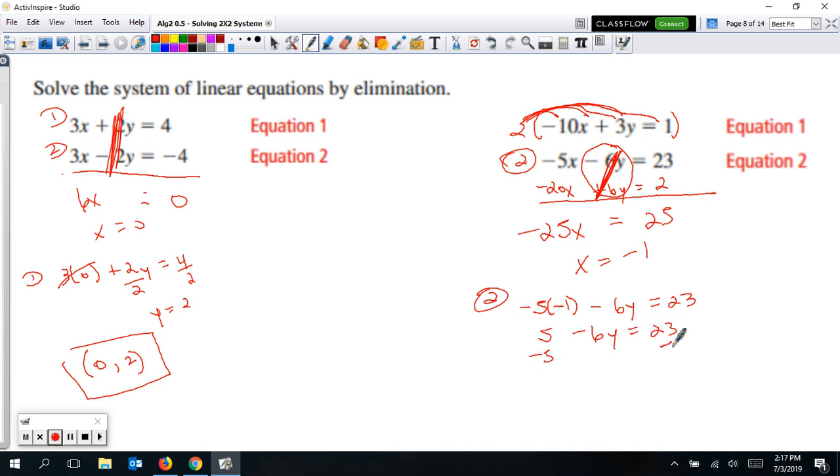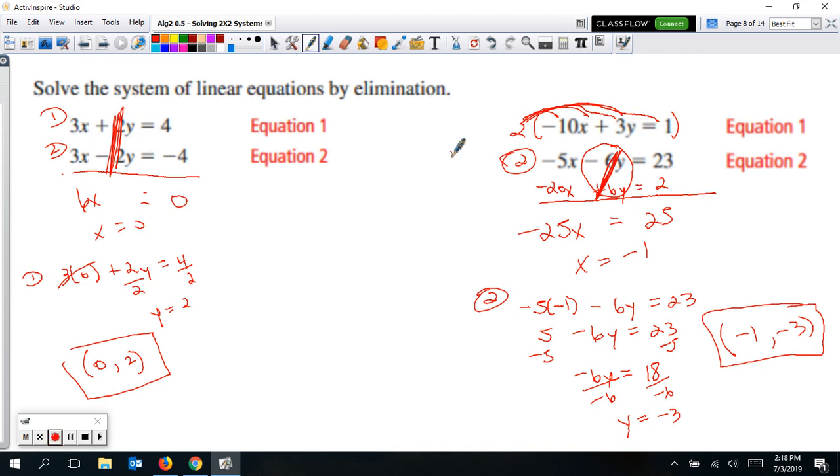Subtract the 5, and so it's going to give us negative 6y is equal to 18. And then divide by negative 6. And so our y for this one is going to be 18 divided by negative 6, which is negative 3. So your ordered pair for this problem, the answer here should be x is negative 1 and y is negative 3. And that's what we want to have as our answer on that one.